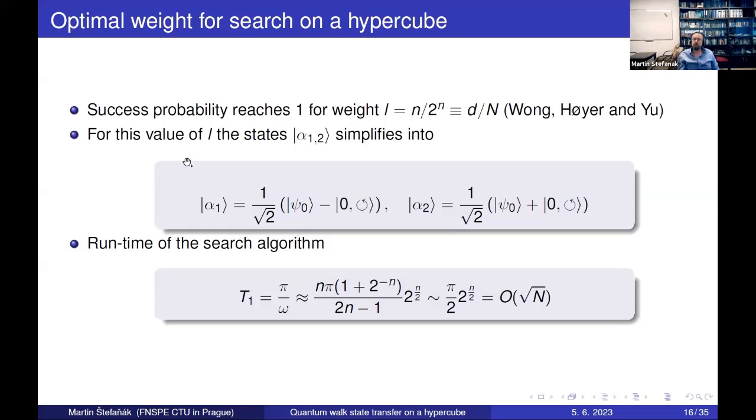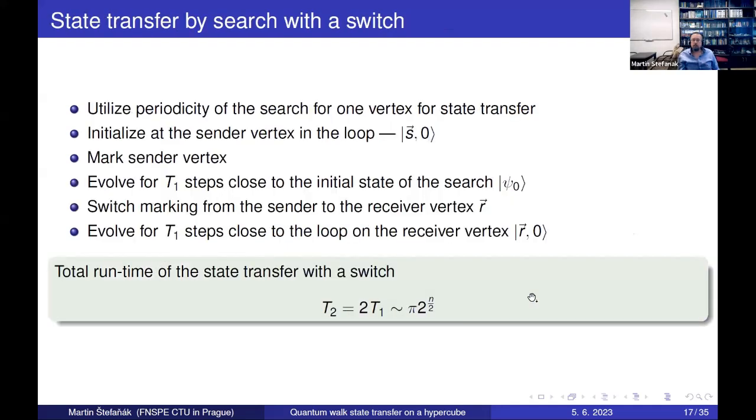Now, for this value of L, these states alpha 1, alpha 2 simplify considerably, so that it's just this anti-symmetric or symmetric superposition of the initial and the target state. And to do this rotation by pi in this alpha 2, alpha 3 plane, we have to make a number of steps, which is pi over omega. Now for this optimal weight, this reduces to roughly pi over 2 times 2 to the n over 2. So this is again exactly this order of square root of n iterations. So after that, we find the marked vertex with probability very close to 1.